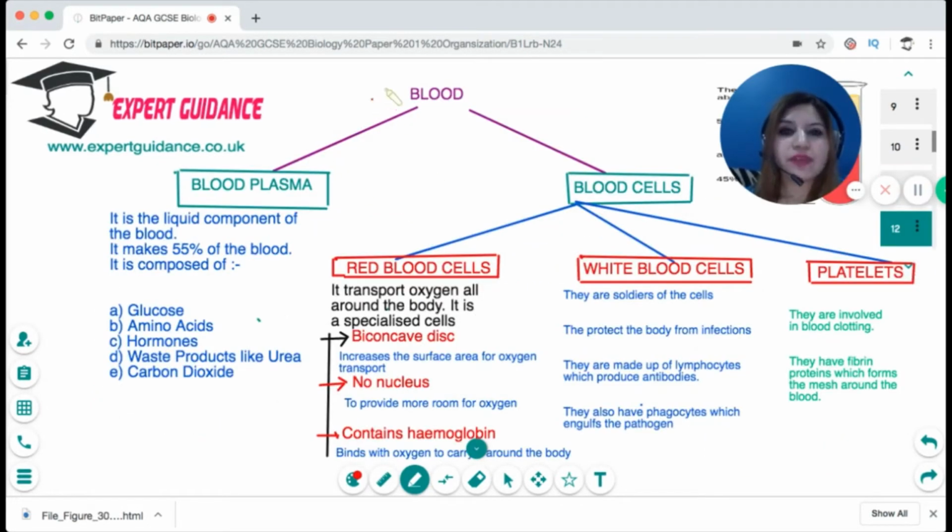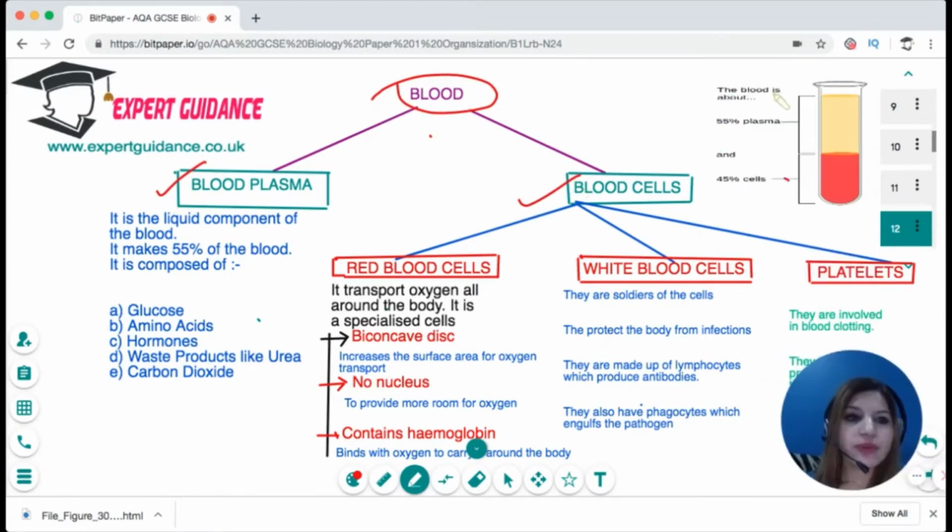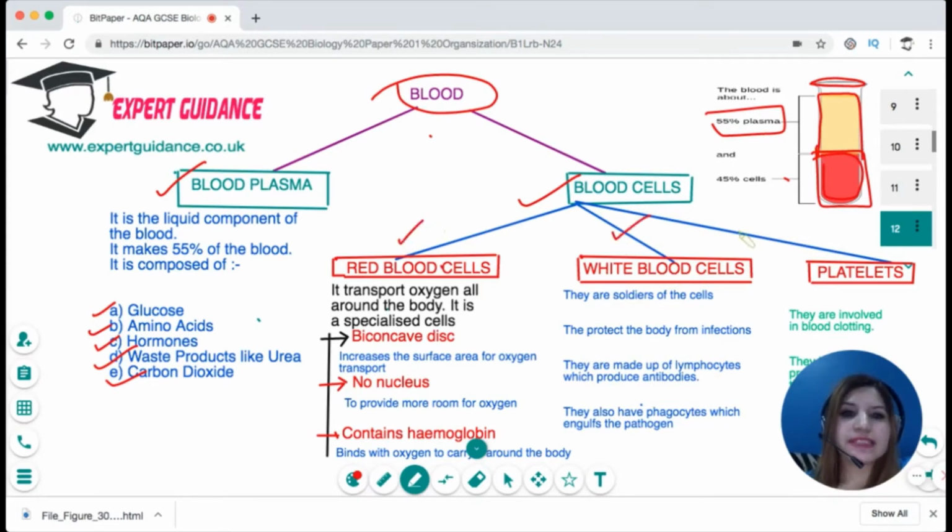Now, blood is made up of blood plasma and blood cells. If we centrifuge the blood, the blood cells are heavy, so they collect at the bottom, and then there's the blood plasma. Blood plasma makes up 55% of the blood, and it is the liquid component of the blood. It has all the things that a cell requires, like glucose, amino acids, hormones, waste products, and carbon dioxide. And then the blood cells perform specific functions, and there are three types of blood cells: red blood cells, white blood cells, and platelets. The function of the red blood cell is to transport oxygen all around the body, and it's a special cell.